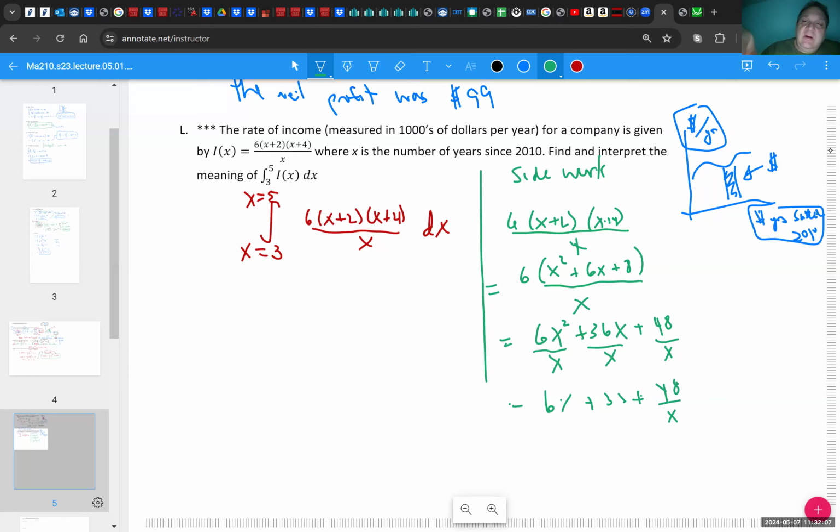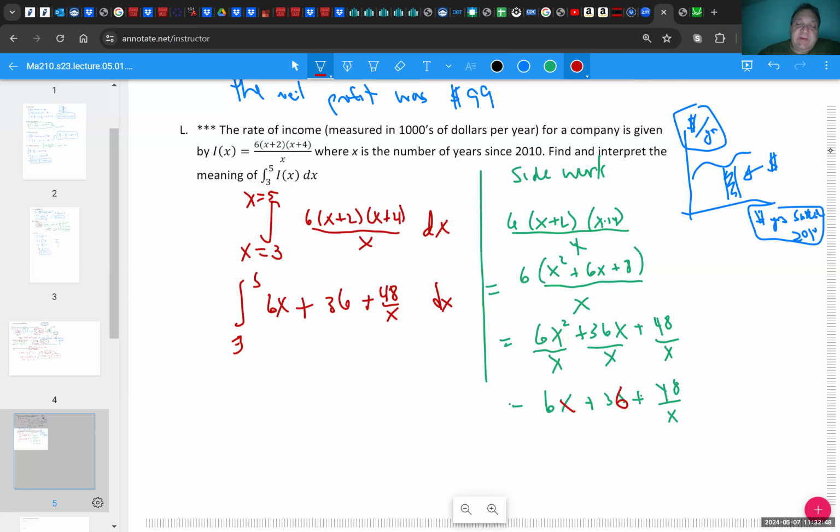And so over here, I can go back to my problem. I have 3 and 5, and this expression right here, we just did some side work. This is an x over here. It's going to be 6x plus 36. That's a 36. And then plus 48 over x. And that's a dx.